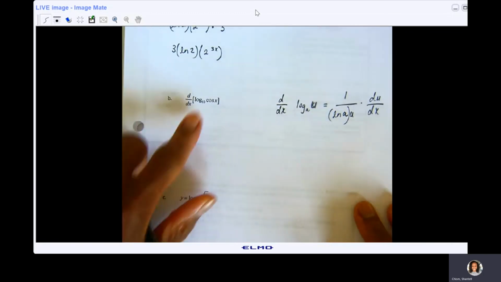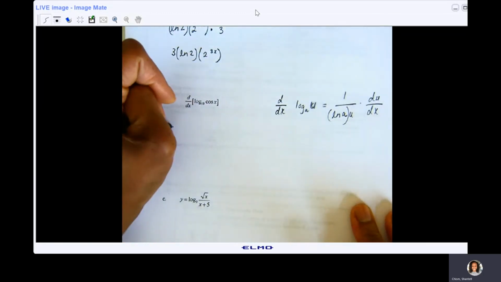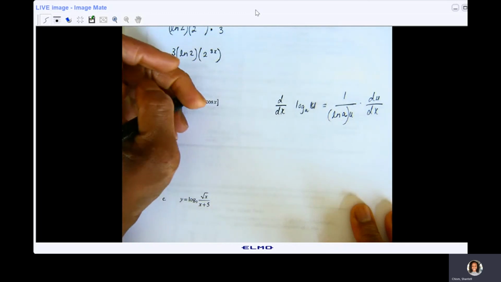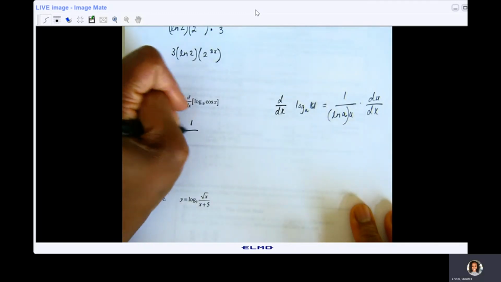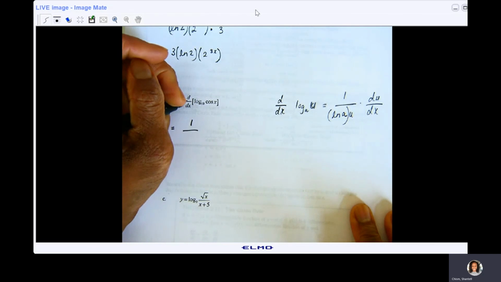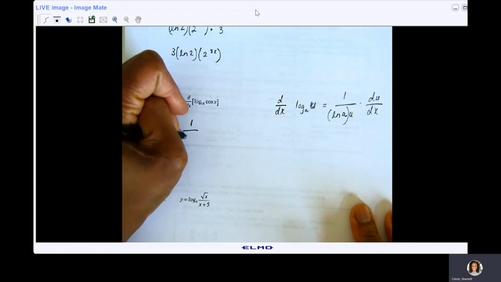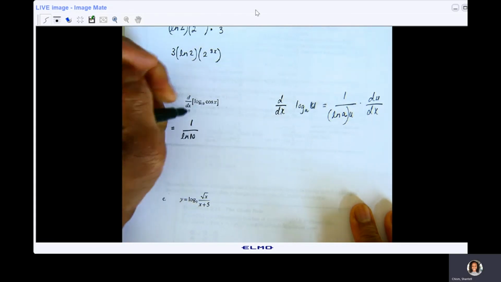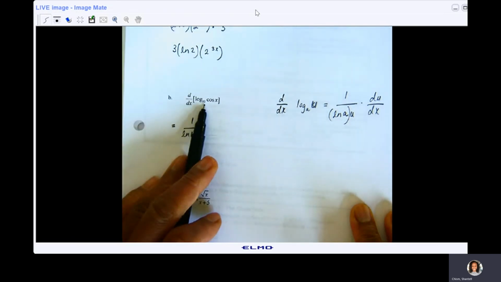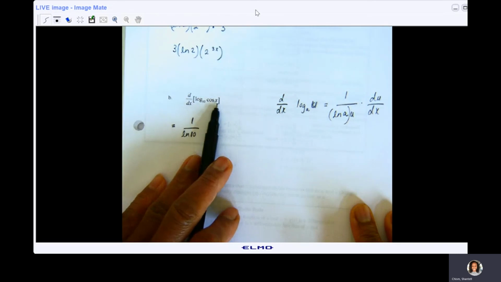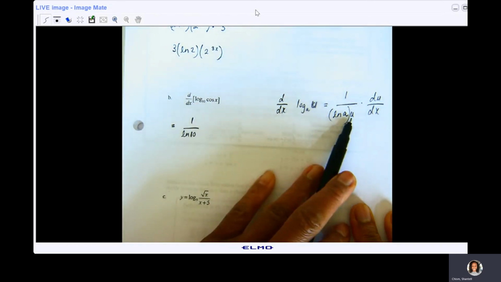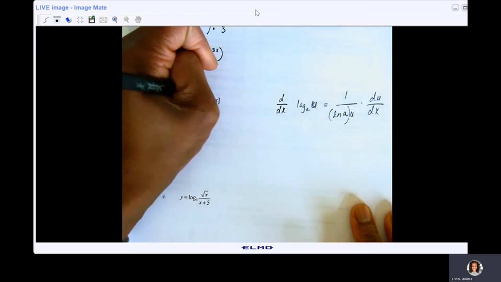Okay, so our a is 10 in this case, so that would be 1 over ln of 10, okay, so our base is 10, and then times just the cosine of x. The u stays the same. The u right here is cosine of x. This is our u.